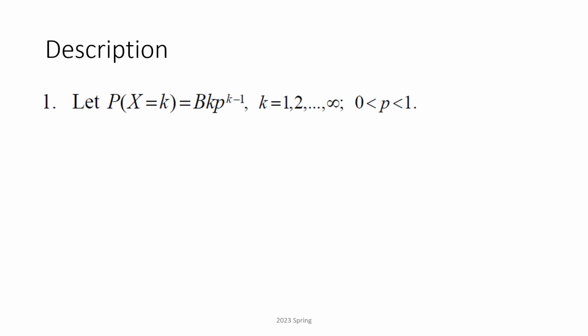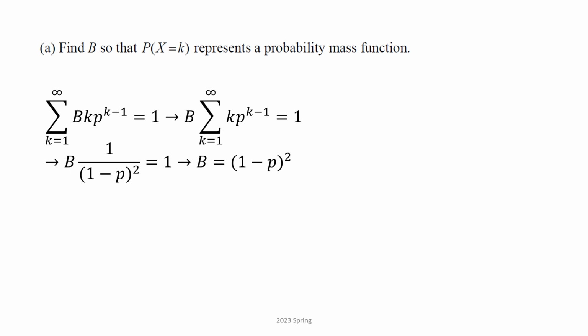In this problem, we are given the probability of X equals k equals b times k times p to the power of k minus 1, for k equals 1 to infinity, and p is greater than 0 and less than 1. Question A asks us to find b.